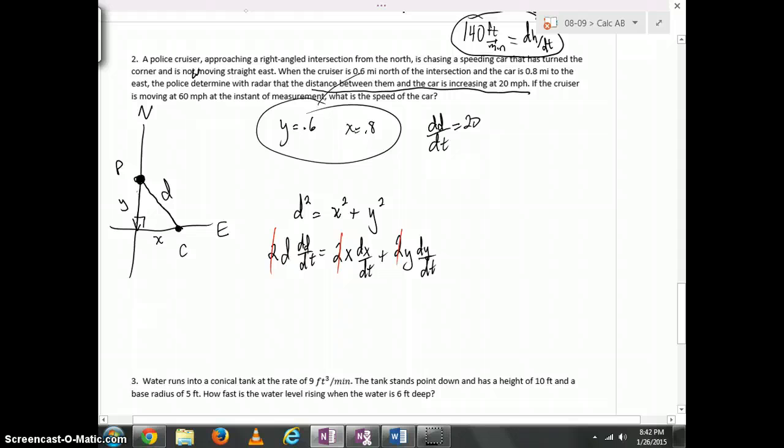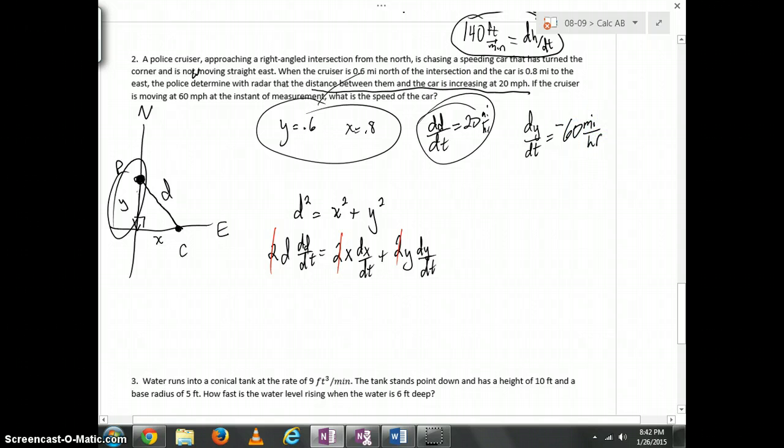That's certainly something that we could do to make life a little bit simpler. And I think sometimes as we read this, we can see that, okay, so at this moment when the distance between the police car and the speeding car is increasing at 20 miles per hour, at that brief instant, that's when x is equal to 0.8, y is equal to 0.6. That's also when the police car is going 60 miles per hour. That's your rate of change for y. And I'm going to write that dy/dt is equal to negative 60 miles per hour.